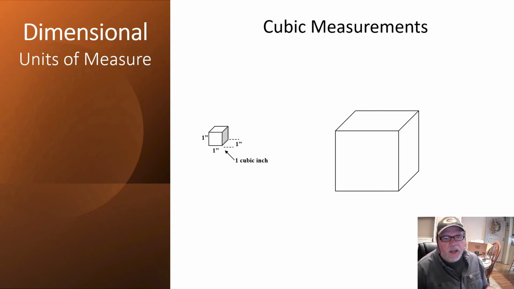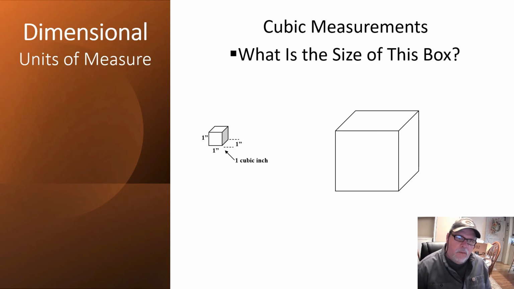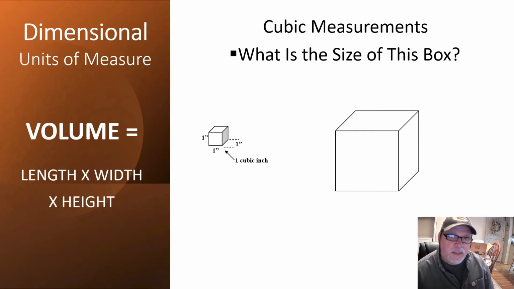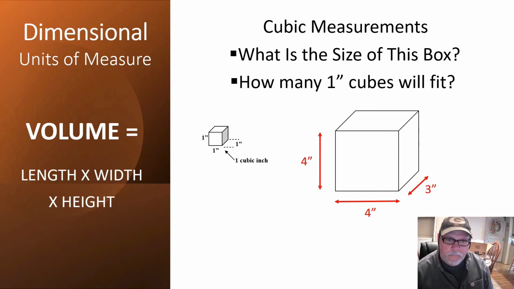All right, let's look at this object here. What is the size of this box? Volume equals length times width times height. It's going to be 3 dimensions. Always 3 measurements. It's 4 inches wide, 3 inches deep, and 4 inches high. So how many 1-inch cubes will fit in this box? That's how we measure it, by how many 1-inch cubes will fit inside that box. You see your 1-inch cube?